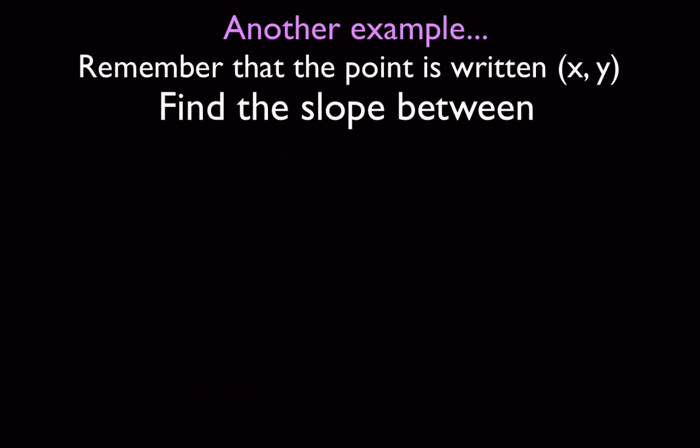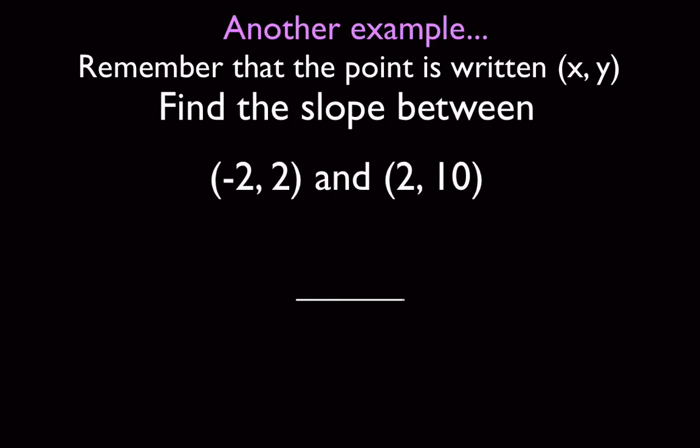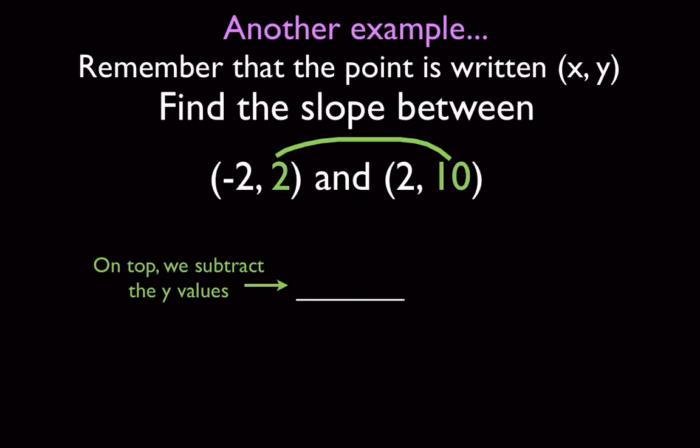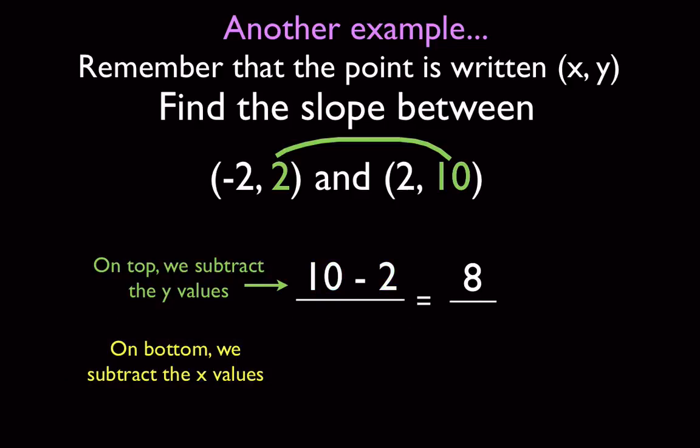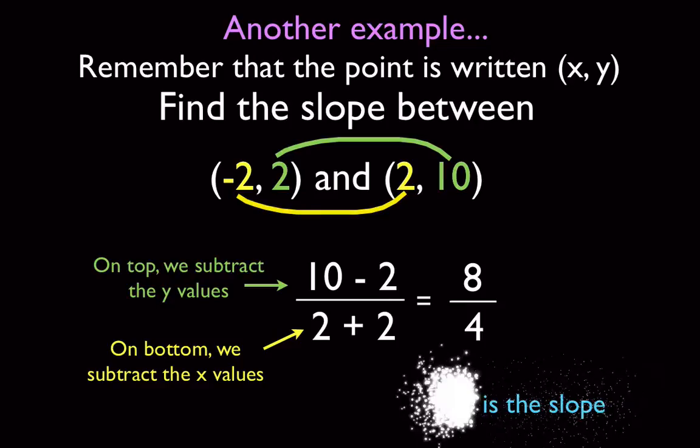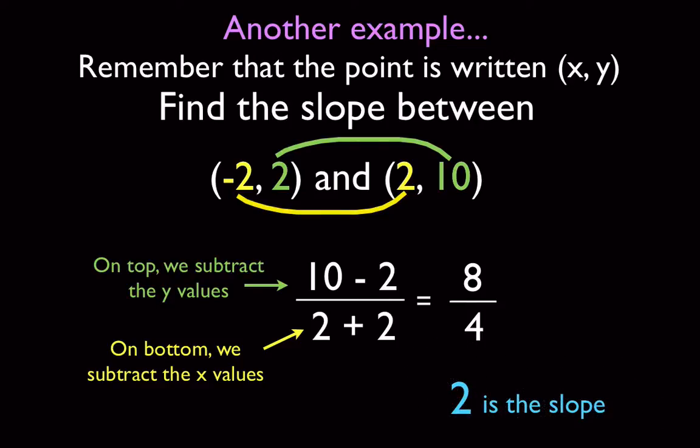Okay, so now we're going to look at another example here. Again, we're going to make a fraction. On top, we're going to subtract the y's, which is either 2 minus 10 or 10 minus 2. And on the bottom, we're going to subtract the x's. Being careful here, because when I take 2 minus a -2, that ends up being the same as 2 plus 2, because minus a negative is the same as adding, which is then 4. Simplifying out, I get 2/1, or 2, as my slope.